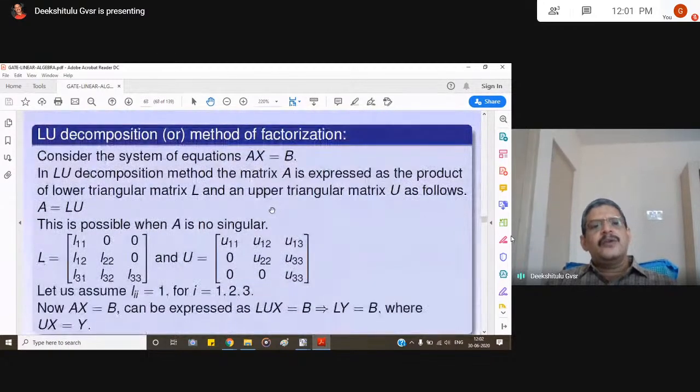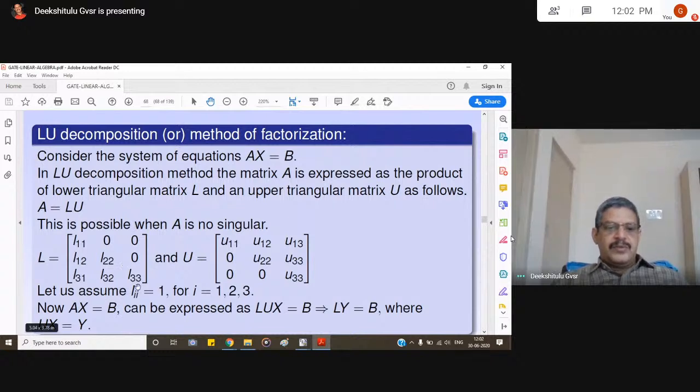So this is the LU decomposition method, also known as the method of factorization. If AX is equal to B is a system of equations given to us, then in the LU decomposition method, the matrix A is expressed as the product of a lower triangular matrix and an upper triangular matrix. Where L is L11 0 0, L21 L22 0, L31 L32 L33, and U is U11 U12 U13, and so on. This is the upper triangular matrix and this is the lower triangular matrix.